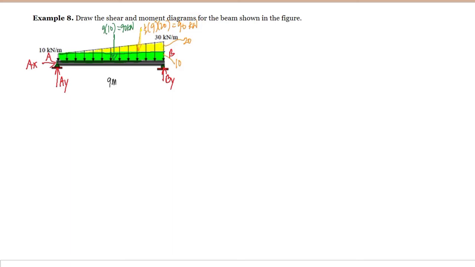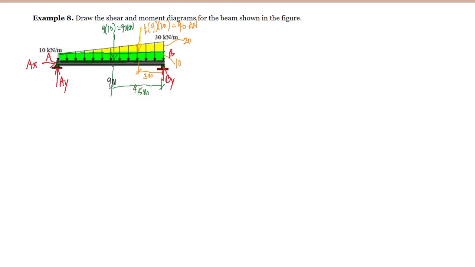Now for the distances, I will base them on B. The distance of the resultant of the uniformly varying load, or the triangular load, is just 1/3 of 9, so this is equal to 3 meters. And for the distance of the uniformly distributed load, this is just half of 9, meaning this is 4.5 meters.